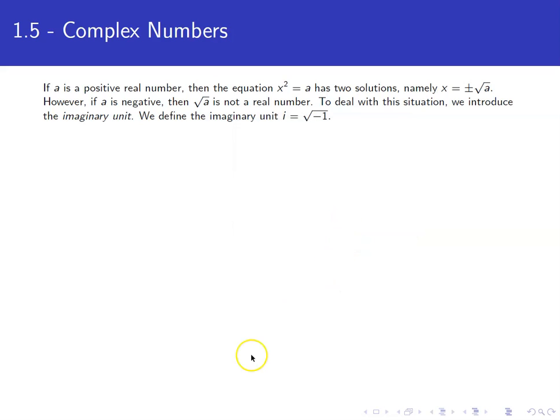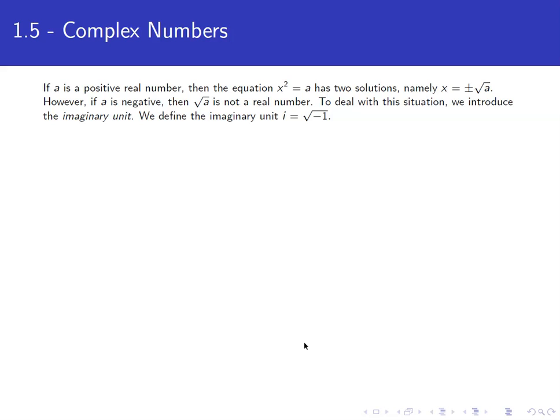In this video, we are going to introduce complex numbers. So, if we consider the equation x squared equals a number, whenever that number is a positive real number, then we always get two solutions. We take the square root of both sides and we get plus or minus the square root of a.